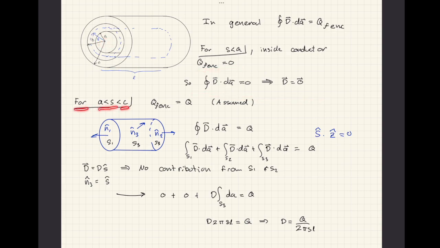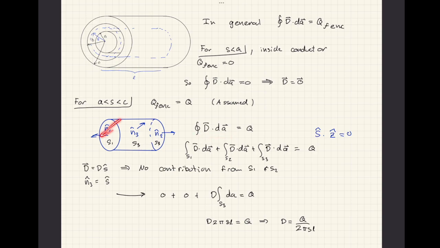For s in between a and c, we are now enclosing the inner copper tube, but we're still inside the bigger copper tube. So the only charge we're enclosing is the charge on the inner copper tube. So this is just Q, as we have assumed before, for some length L. Now moving on to calculating the flux integral.